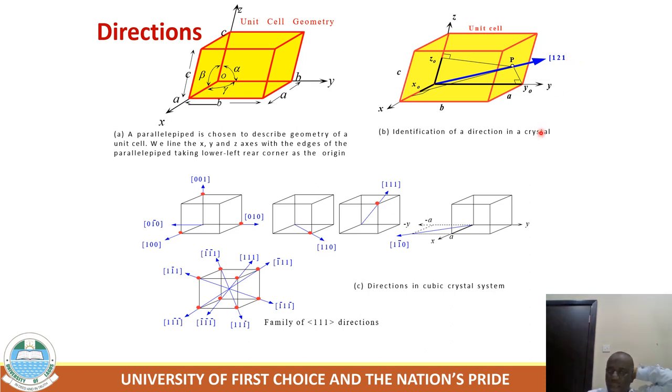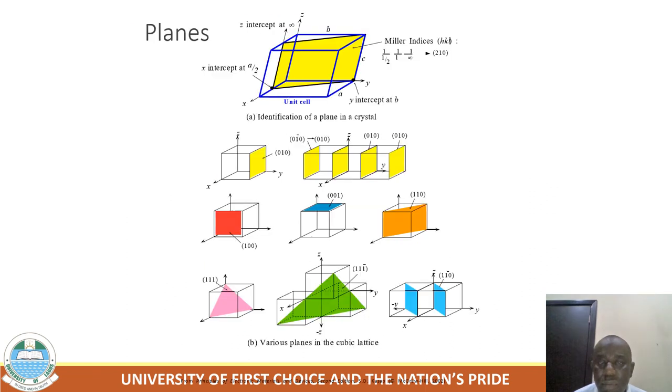Now, I need to make a point here. There is a difference between directions and planes. In directions, this position is used directly, whereas in planes, it is not used directly. Rather, you find the reciprocal. For instance, the 0.1, 2, 1 direction in plane will be 1 over 1, 1 over 2, 1 over 1. So that's it. You see it when it comes to the planes there.